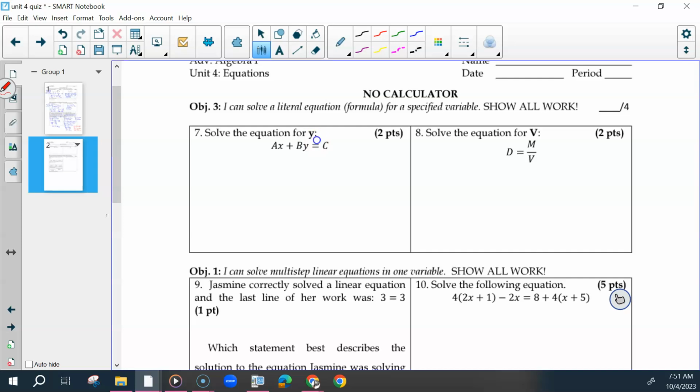So if we were getting y by itself, we had to get rid of ax first by subtracting. So we would have by equals c minus ax. And then to get y by itself, divide everything by b. So that y equals c minus ax all over b.